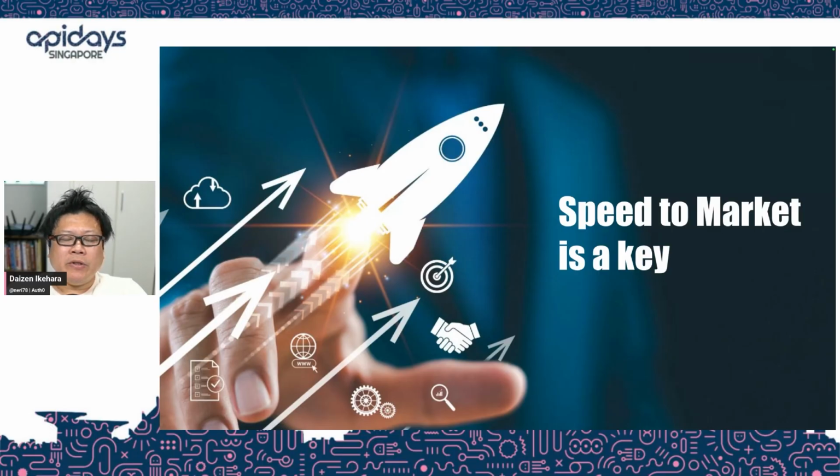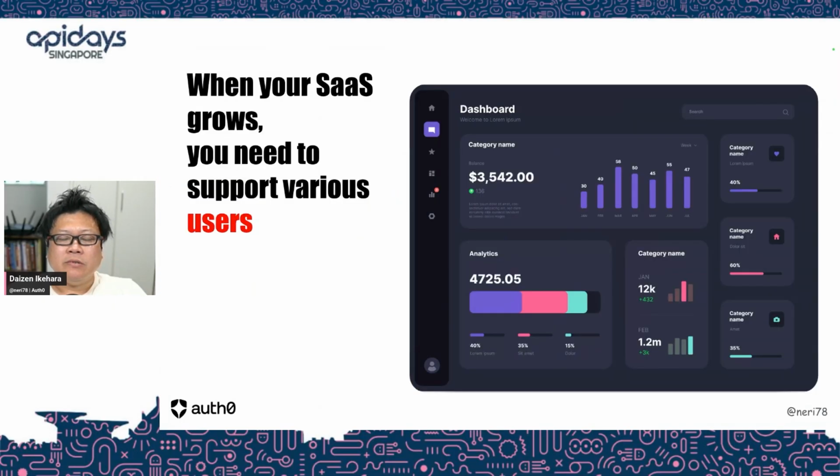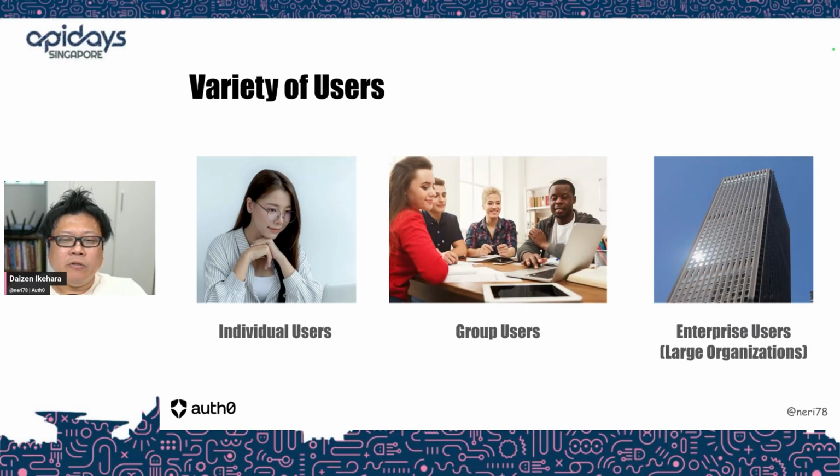So you started building the SaaS, you launch your services to the market, and what happens? Your SaaS becomes popular and you are getting a lot of traction, a lot of users, but one day things will change. When your SaaS grows, you are getting inquiries not only from single users, but also group users or large enterprise users. So in order to continue to be successful, you need to support those kinds of users.